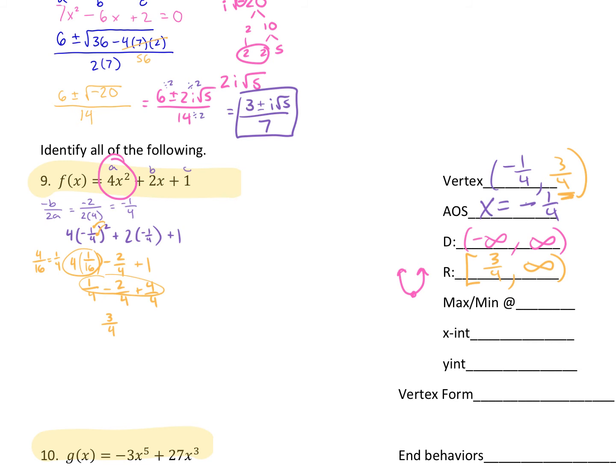Now, is my vertex at the maximum or minimum? It's the minimum at y equals 3/4. Same value as the y on your vertex. So make sure you identify if it's a max or min, and then it's the y value.